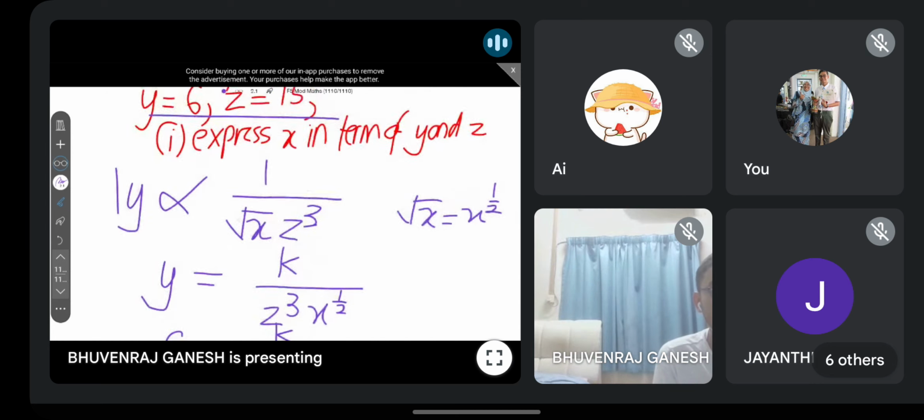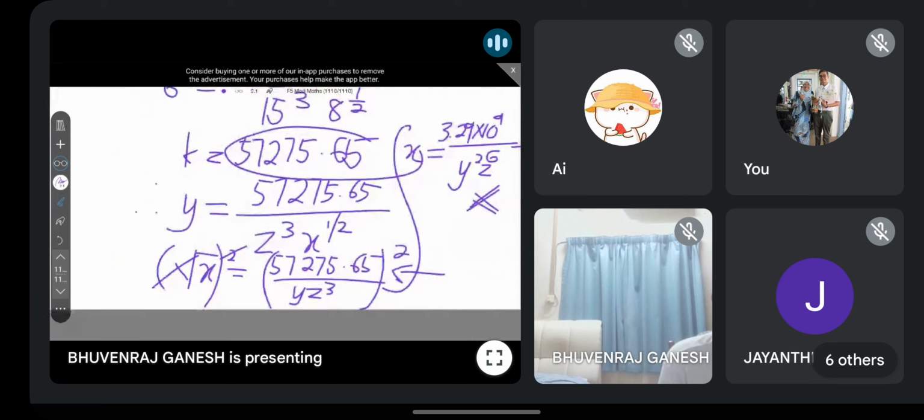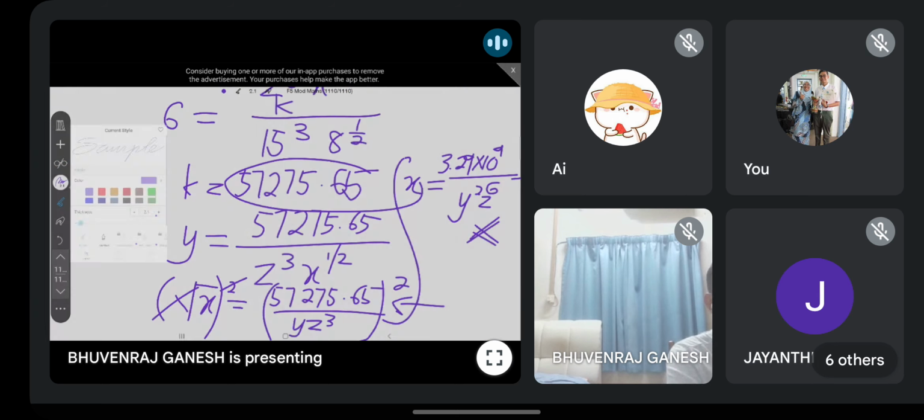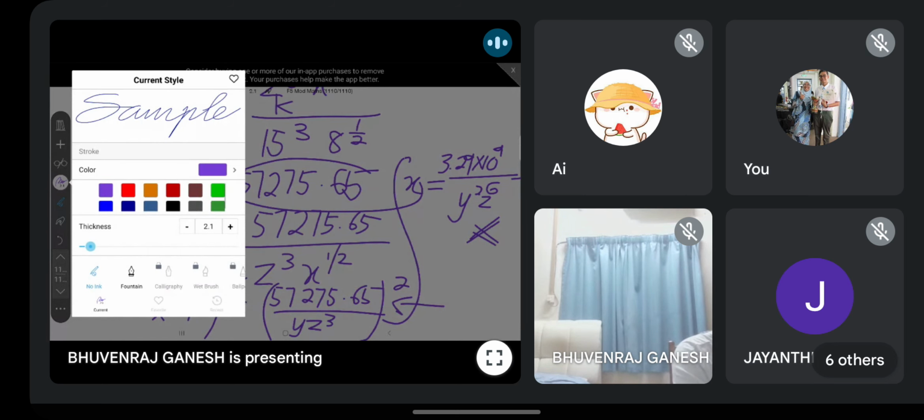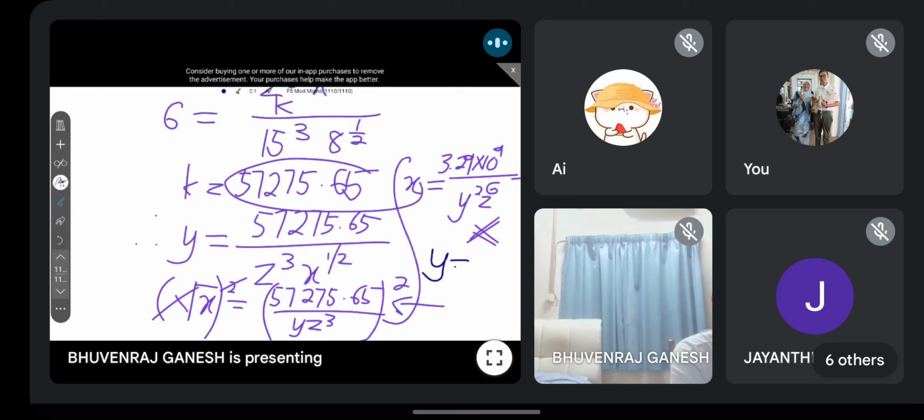Okay, so this is the type of question they will ask you. So let's say now, I add on from here. Let's say, from here, they tell you y equals 5, x equals 8, and they ask you to find z. This is how the question will be. They will ask you to find k, your constant, express x in terms of y and z, or any other way.